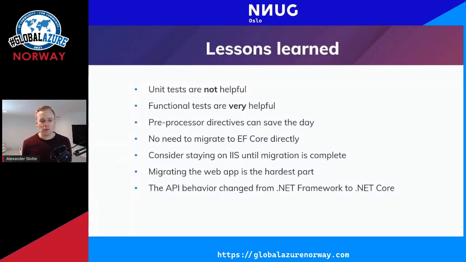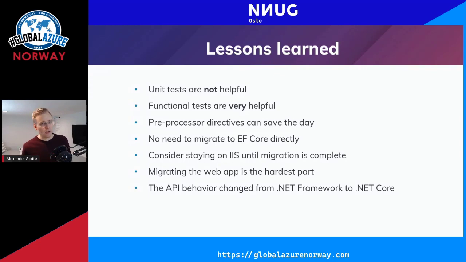Final slide here before questions is lessons learned. I would say that functional tests are going to be your friend. Add them if you can, because they're going to really help everything. But don't care too much about unit tests, because they won't really tell you if your upgrade is working or not. As I mentioned, pre-processor directives are really, really helpful. Embrace them if you can. If you want to change your products in place, definitely look at them, because they'll be helpful.